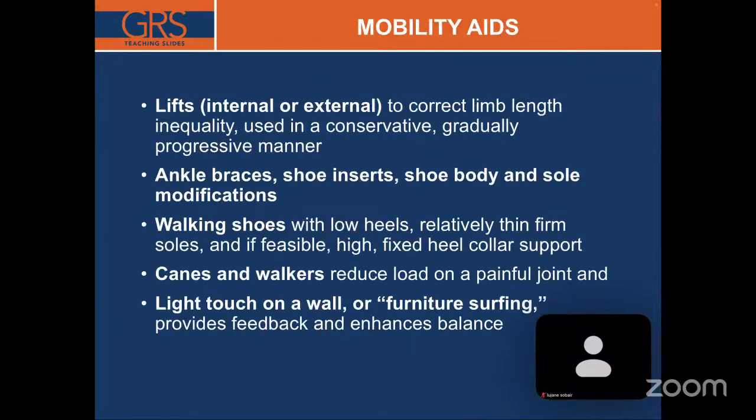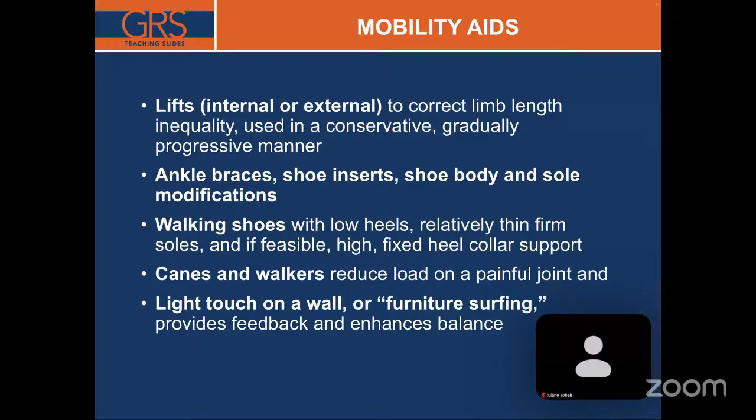Another modality that we can use is the mobility aids. The mobility aids or devices and other home modifications can make a significant difference in safety and independence for older adults with gait impairment. For example, the lifts, either internal or external, are used to correct the limb length inequality, and they should be introduced gradually and conservatively to help balance the gait.